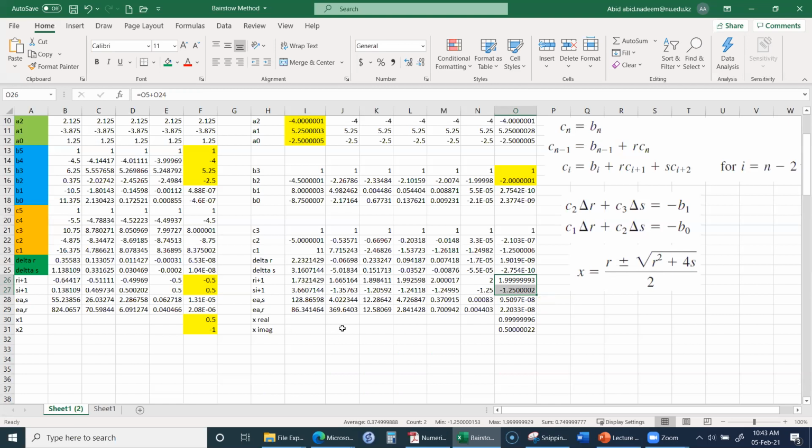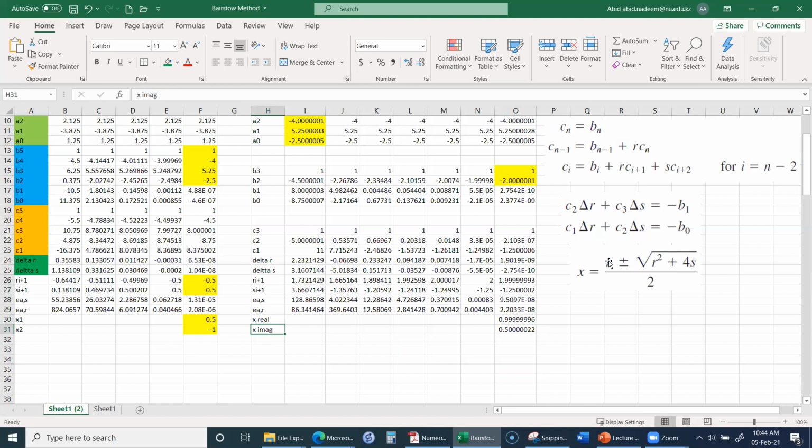So therefore, in this case, we will need to find the complex roots. Previously we found the real roots, so in this case we will need to find the complex roots. For the complex root, you can find the real part of the root, and you can also find the imaginary part of the root.